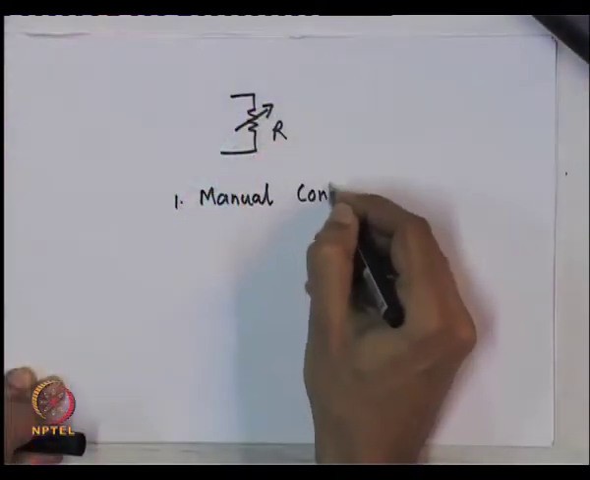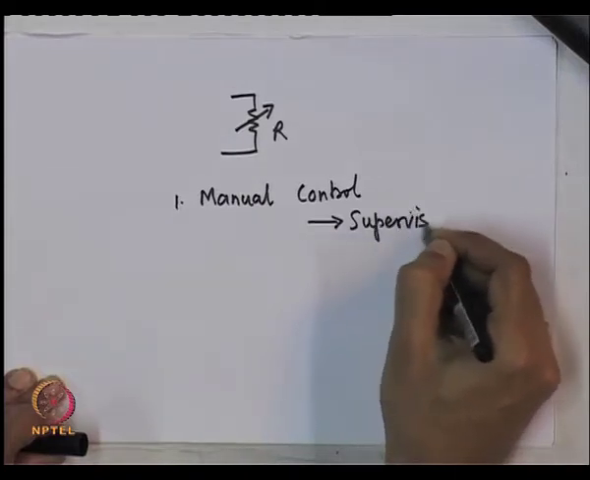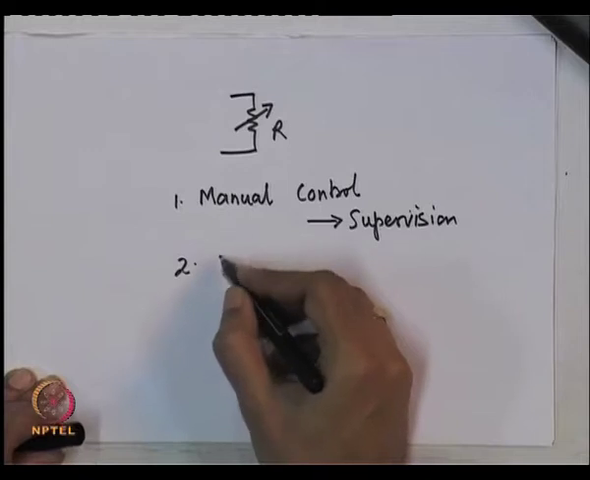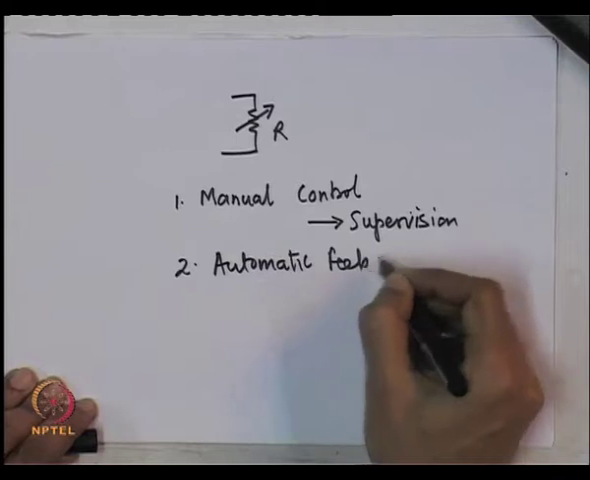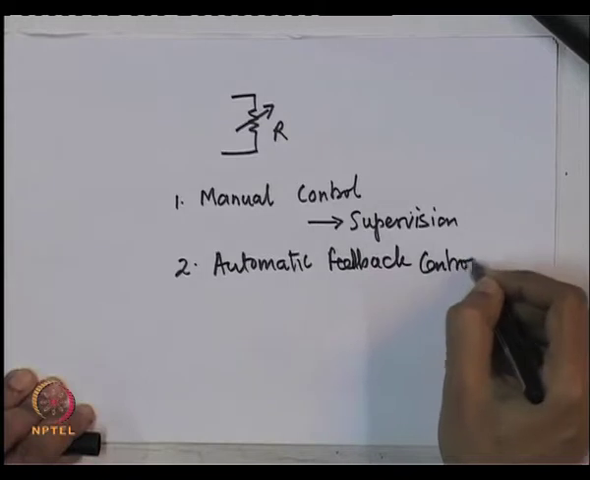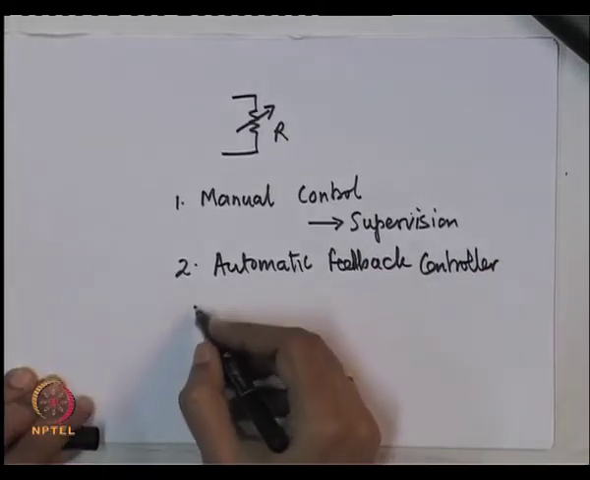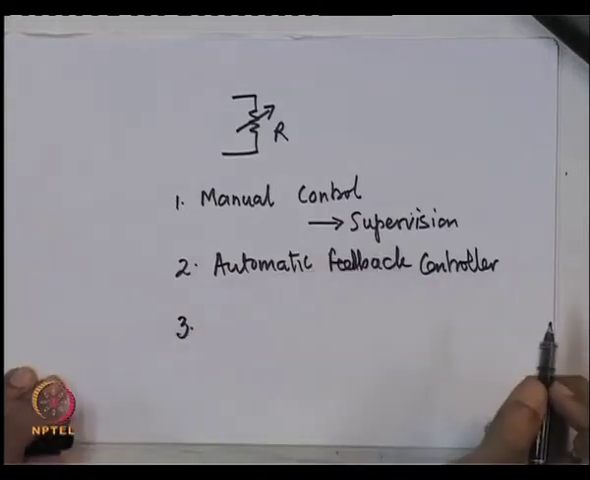You look at the problem in two ways. There are two kinds of things which you normally do in a power system. One is manual control actions based on supervision. The second type are automatic feedback controllers. These are the typical feedback controllers which you have learnt in your control systems course. They are typically regulators, typical voltage regulators and governors. These are all automatic feedback controllers.